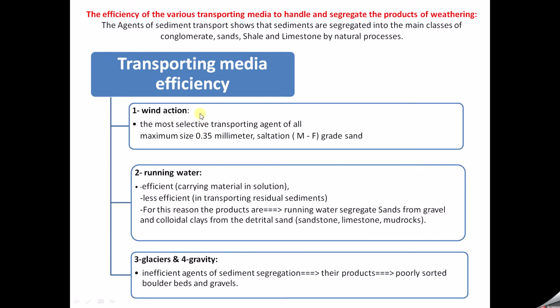So, transporting media efficiency. What do we mean by efficiency here? The ability of the media to handle and segregate the products of weathering, which is the grains in the solution. How to handle them? To segregate them into the main classes of conglomerate, sand, shale, and limestones by natural process.